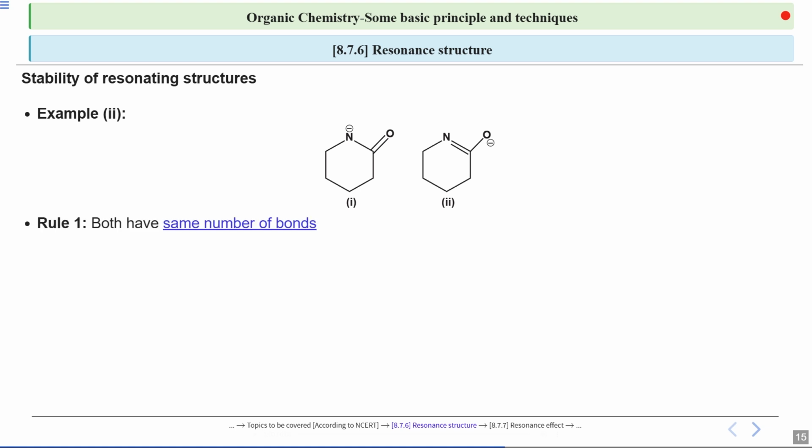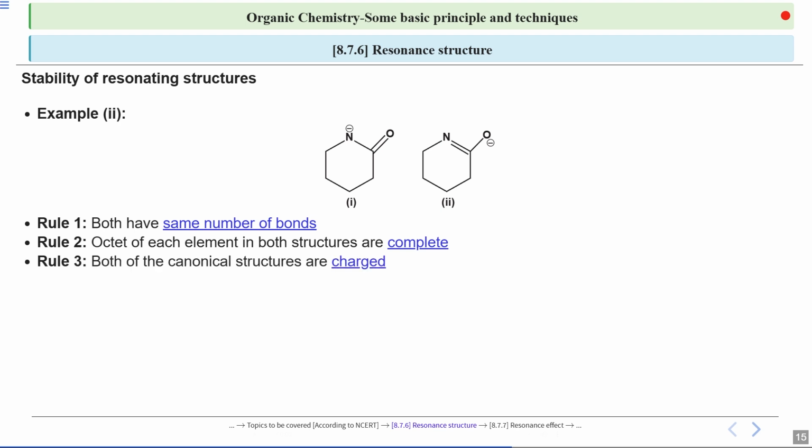Both have the same number of bonds and the octet of each element in both structures is also complete. If you count the number of electrons, nitrogen has 8 electrons. Similarly, oxygen has 8 electrons in both structure 1 and 2. So this is also equally applicable to both of them. Their stability cannot be decided further. What about rule number 3?